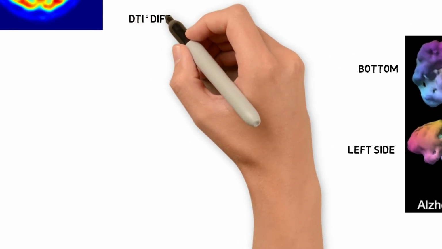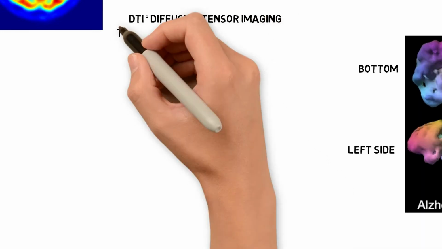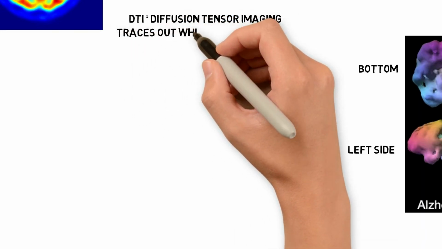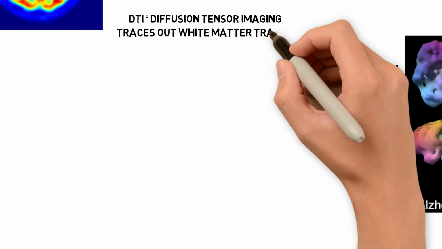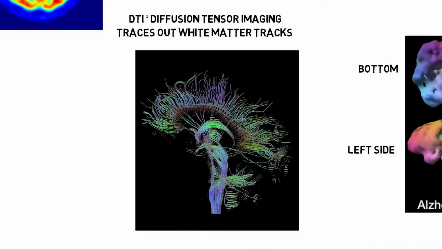DTI is diffusion tensor imaging. This type of imaging examines the white matter tracts of the brain and produces quite a different image compared to PET and SPECT. Here's an image of the white matter tracts seen through the sagittal section. You can see the fibers leaving the cortical areas and passing down into the brainstem.